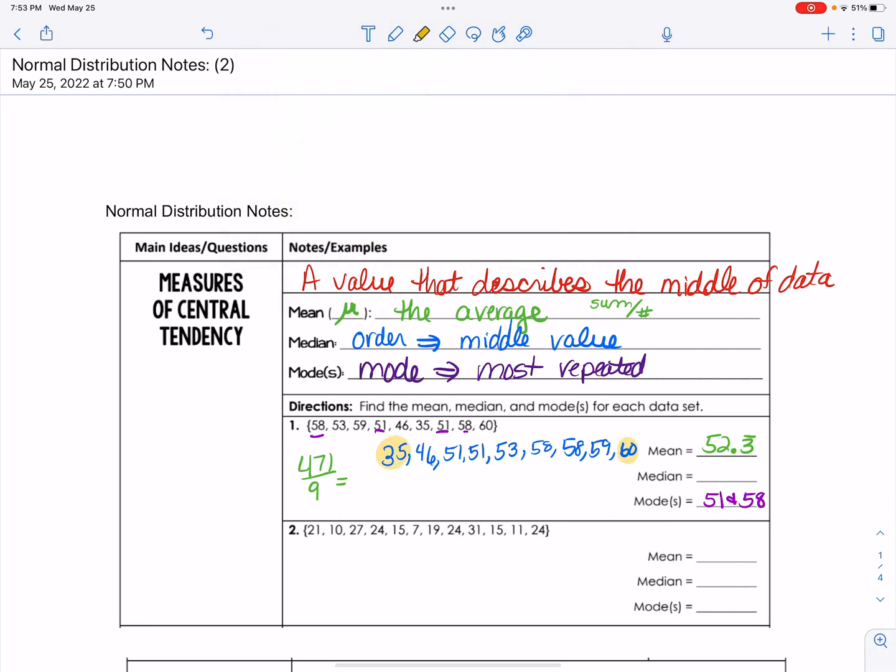Okay, I'm just going to use a yellow highlighter. So there's 1, and then 2, and then 3, and then 4. So my median is 53.